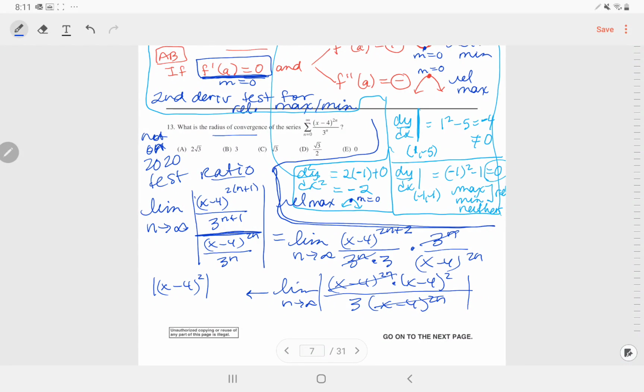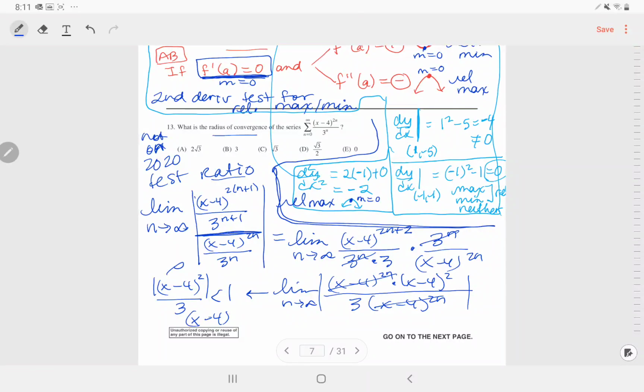Are there no n's left? There are no n's left. That must have been geometric in the first place. Yeah. Okay, so over 3. There's no n's, so it's just what I have. And then this has to be less than 1, because rho has to be less than 1 in the ratio test.